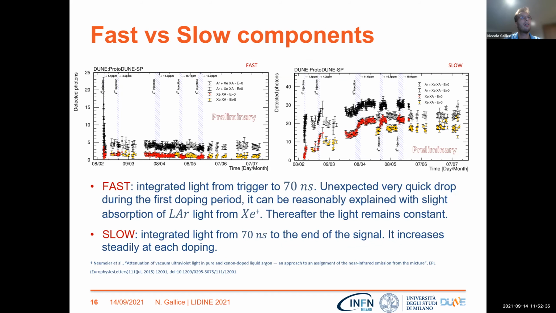Here I present an effect we have seen during the doping. On the left, you can see the fast component of the light, while on the right, the slow component of the light. The fast is defined as an integrated light from the trigger to 70 nanoseconds. And we saw an unexpected very quick drop during the first doping period. This can be reasonably explained with a slight absorption of liquid argon light from xenon. Thereafter, the fast component remains constant.